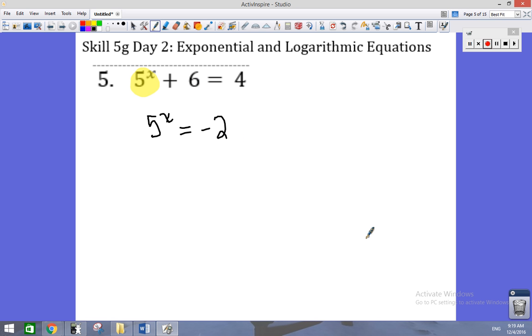I've got a problem here. There's no way that I can ever make this base 5 raised to some power equal to a negative number. The range for an exponential function is positive real numbers. Negative exponents don't make our answer negative. This has no solution. There's no way that we can find any value of x that's a real number that solves this.